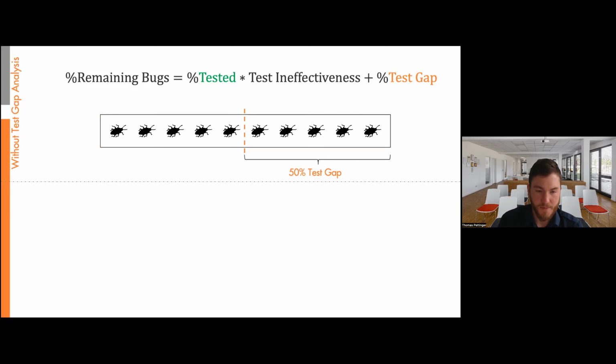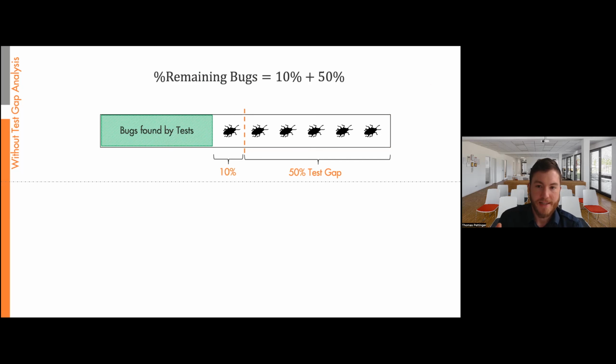So that's the one part. As I said, we also don't find every single bug with our tests. So there's some test ineffectiveness. And to calculate how big this is, we can use this information we have from before again. So the probability of production bugs is 5 times higher in the untested changes compared to the tested changes. So when we have 50% bugs in the untested changes, there's 10% of the bugs in the tested changes left to get this 5 times factor.